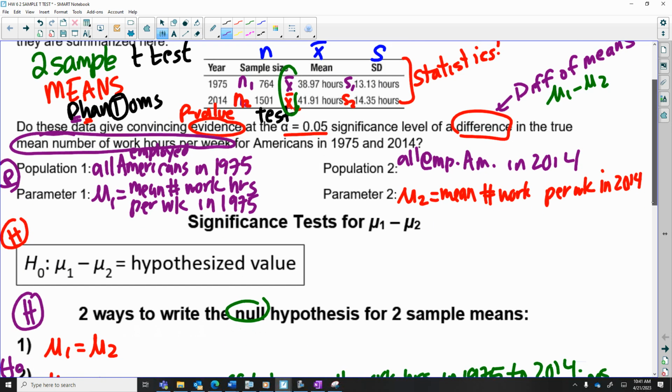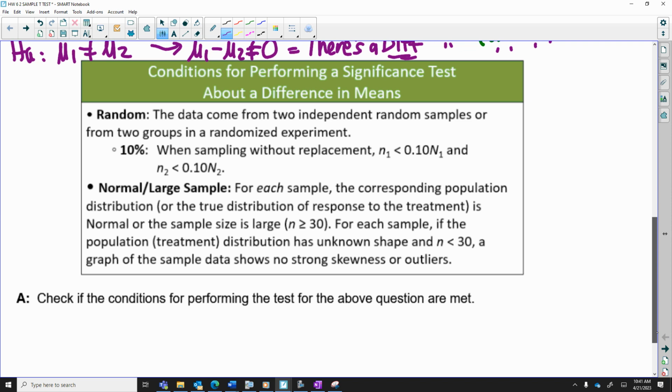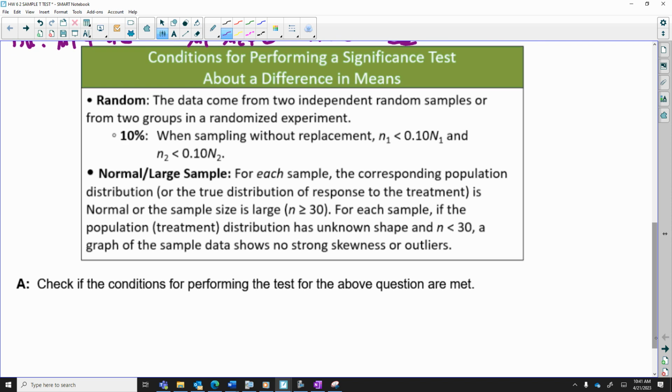So we're done with P, we're done with H. Now we're going to go to assumptions. The assumptions or conditions are listed here. They're the same ones that we've been doing all year. You guys know that they're two samples, so random samples. Are they independent of each other? 10N1 is less than POP1, 10N2 is less than POP2.